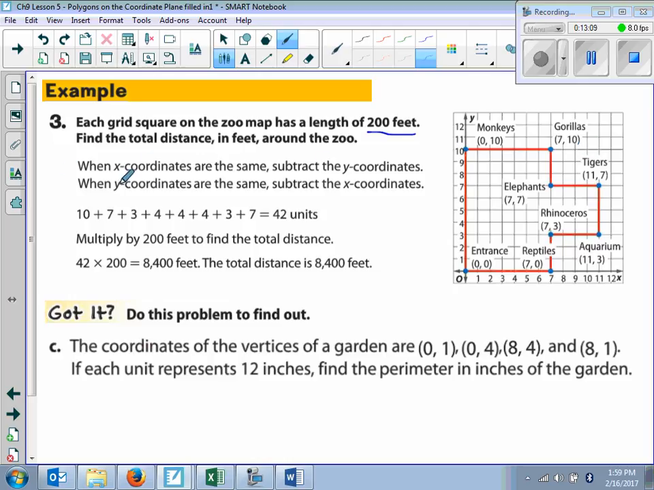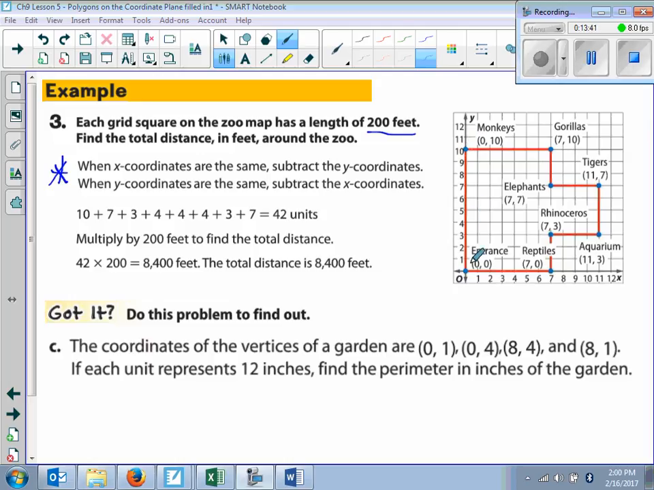Now, you need to make sure you remember this. When X coordinates are the same, we subtract the Y coordinates to find the distance between them. When Y coordinates are the same, we subtract the X coordinates to find the distance between them. All right, so in order for us to find the distance between the entrance and the monkeys here, which values are the same? The X value is the same, so we're subtracting the Y values.